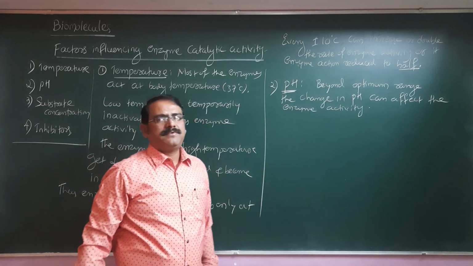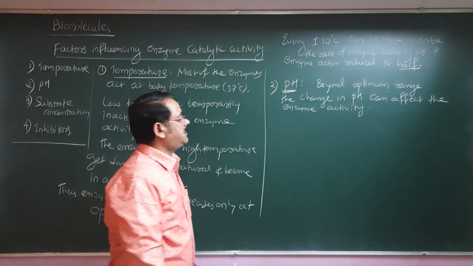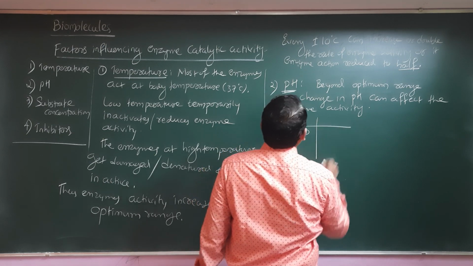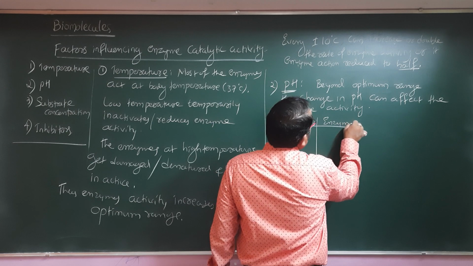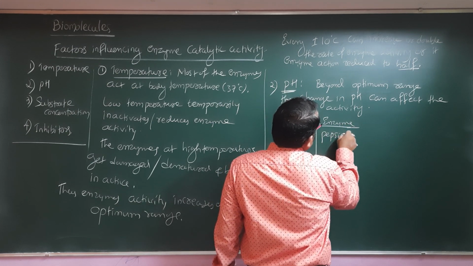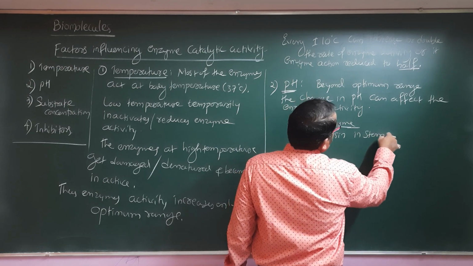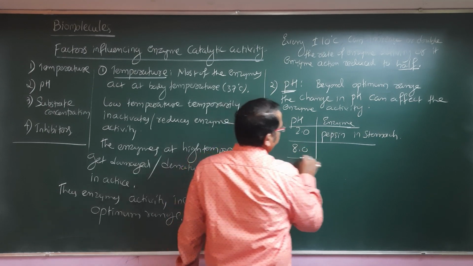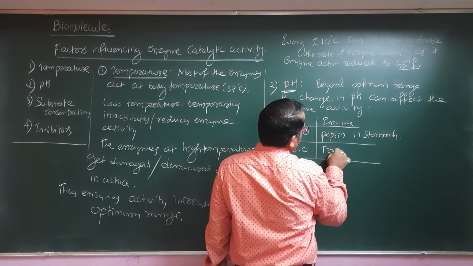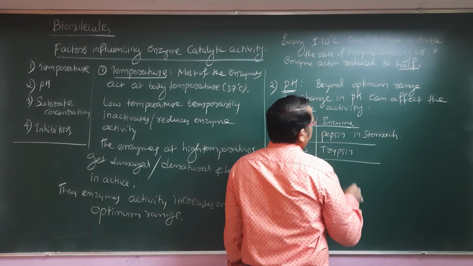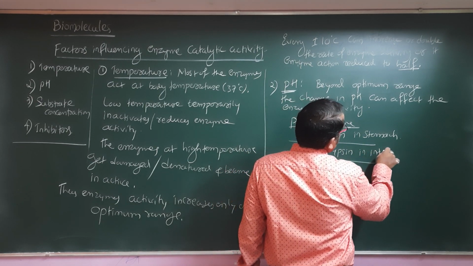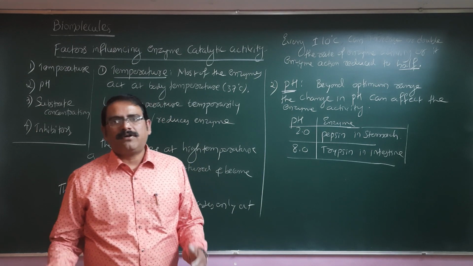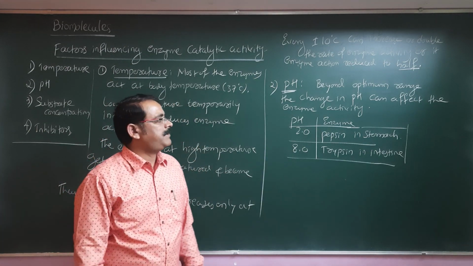So there are enzymes which are active in acidic conditions. Let me mention here the pH range, such as 2.0, where enzymes such as pepsin in the stomach remain active. Then at a pH of 8.0, the enzyme trypsin in the intestine remains active.